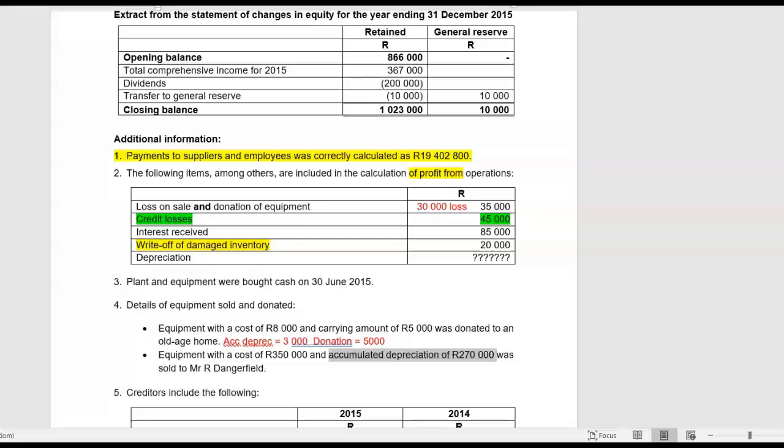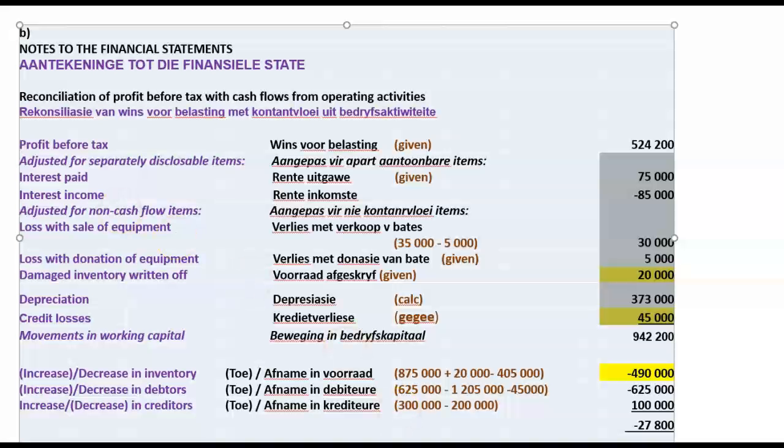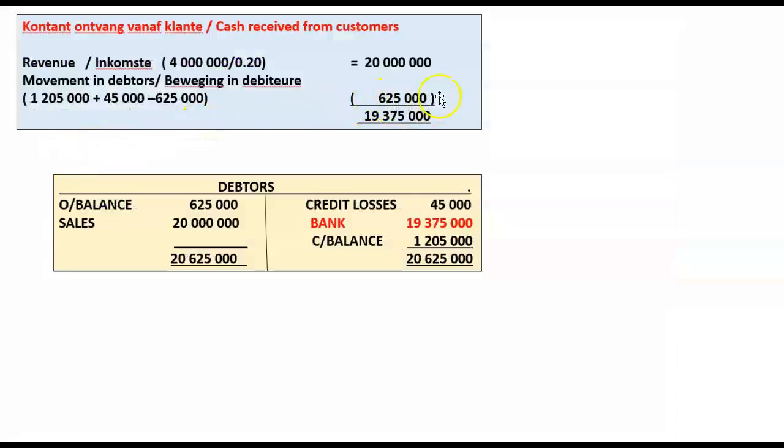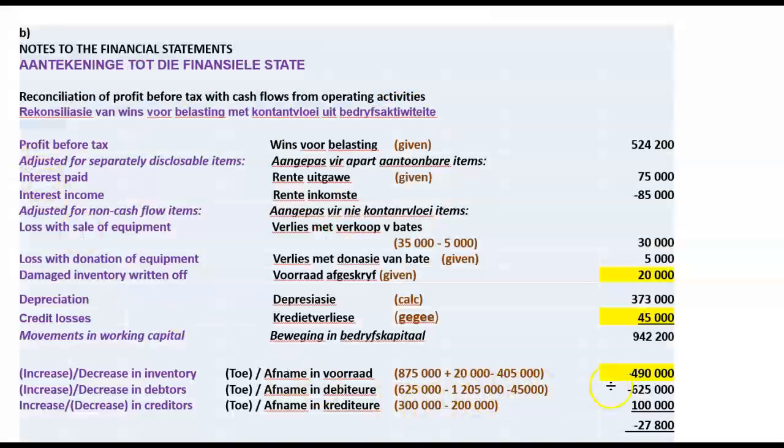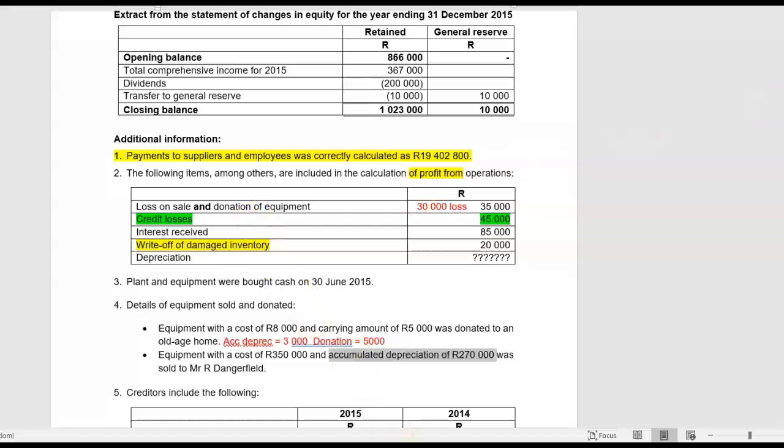Now remember here, because we are doing the reconciliation note, we also have to include our movement in debtors. And our movement in debtors we've already calculated as 625,000. So movement in debtors, 625,000. Then our inventory. Now remember that there was a write-off in inventory of 20,000 Rand.